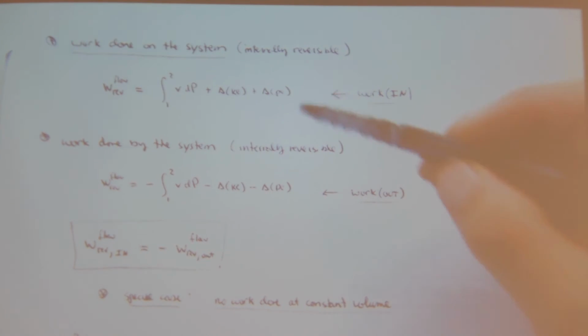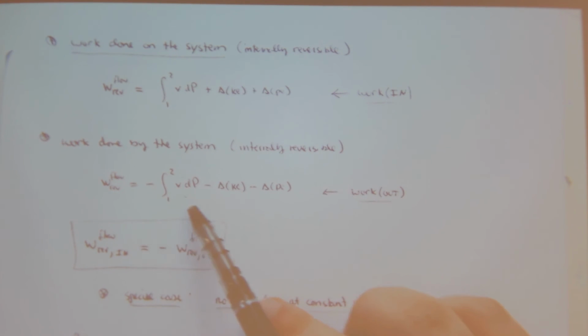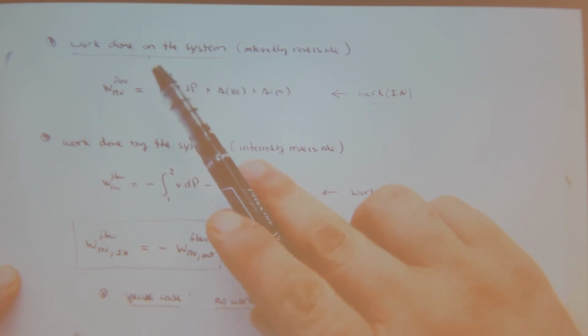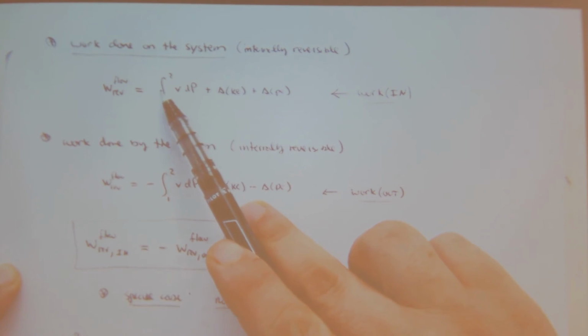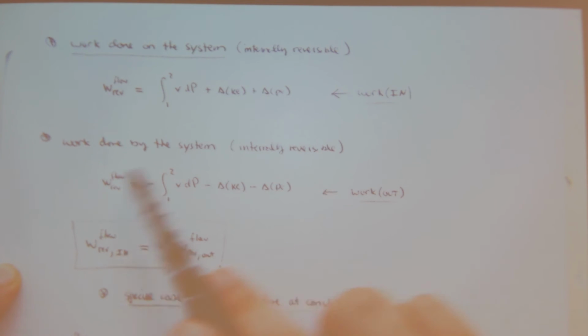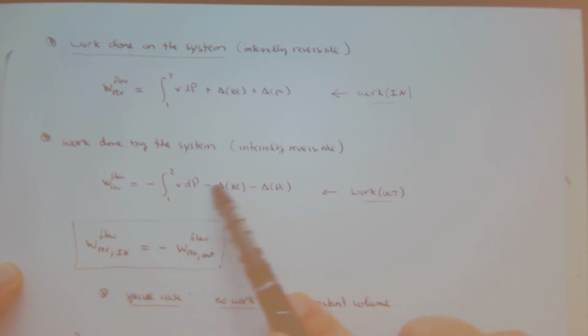So I have work done on the system, internally reversible. I could do this for flow, right? Work done by the system, right? So I can do on the system. For flow, on the system this was positive. If I want to turn it to work by the system, I have to multiply everything by a minus sign. So this is work in. Now, if I say by the system, that's work out. So I can always do things like this: work in, work out, negative work out.